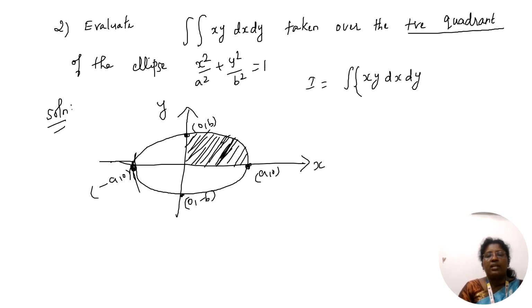Here the inner integral is with respect to x and the outer integral with respect to y. So to find the x limit, the inner integral with respect to x, we have to find the x limits first. So to find the x limit, we'll draw a horizontal strip in the region of integration. So draw a horizontal strip. In the horizontal strip, the left end will give the lower limit and the right end will give the upper limit.